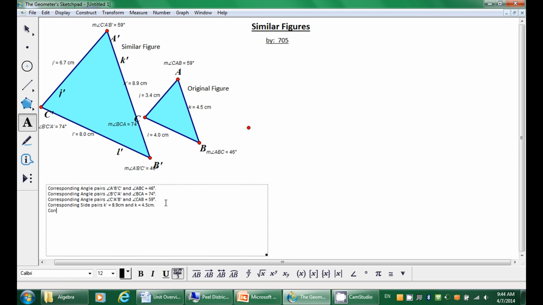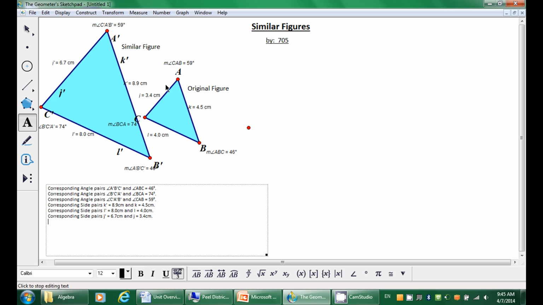Let's go to the next corresponding side pair. In this case, how about we use the L's? L prime equals 8.0 centimeters, and L equals 4.0 centimeters in my case. And then the last corresponding pair, I'll use J prime and J. J prime equals 6.7 centimeters, and J equals 3.4 centimeters. Okay? And I'm going to write a final statement here.